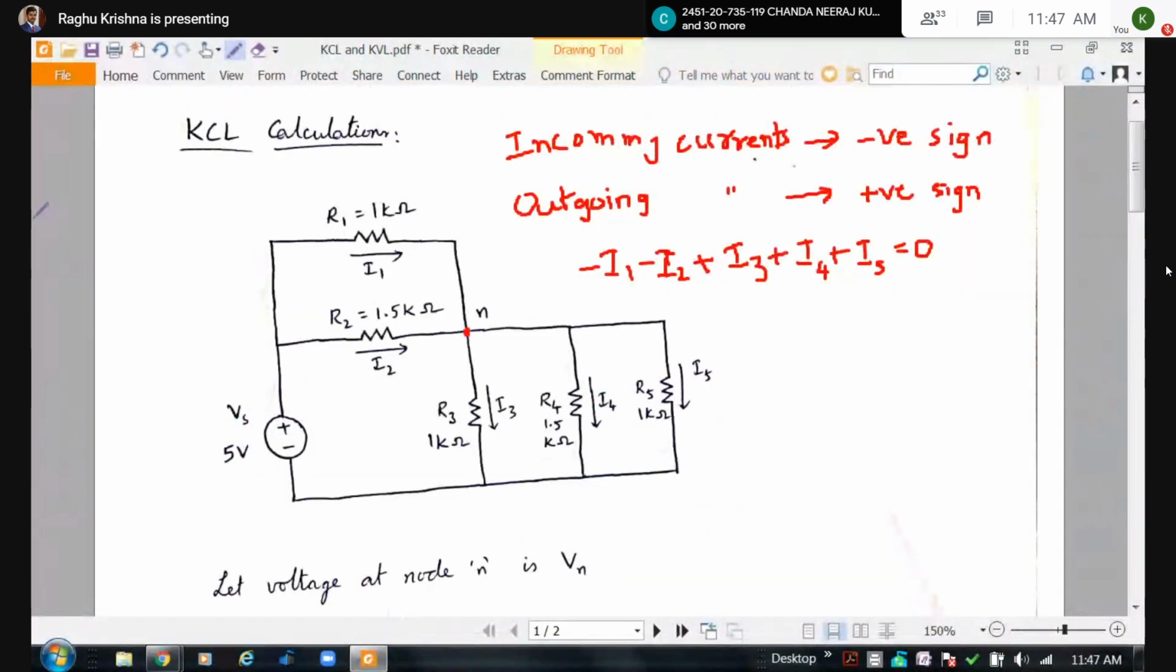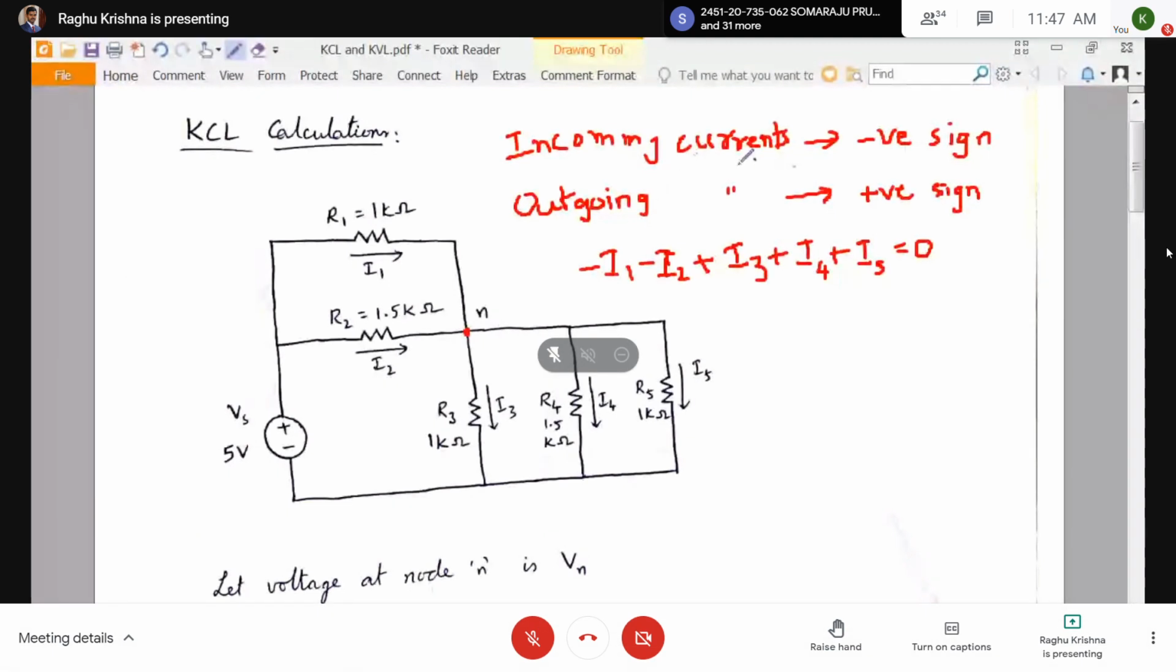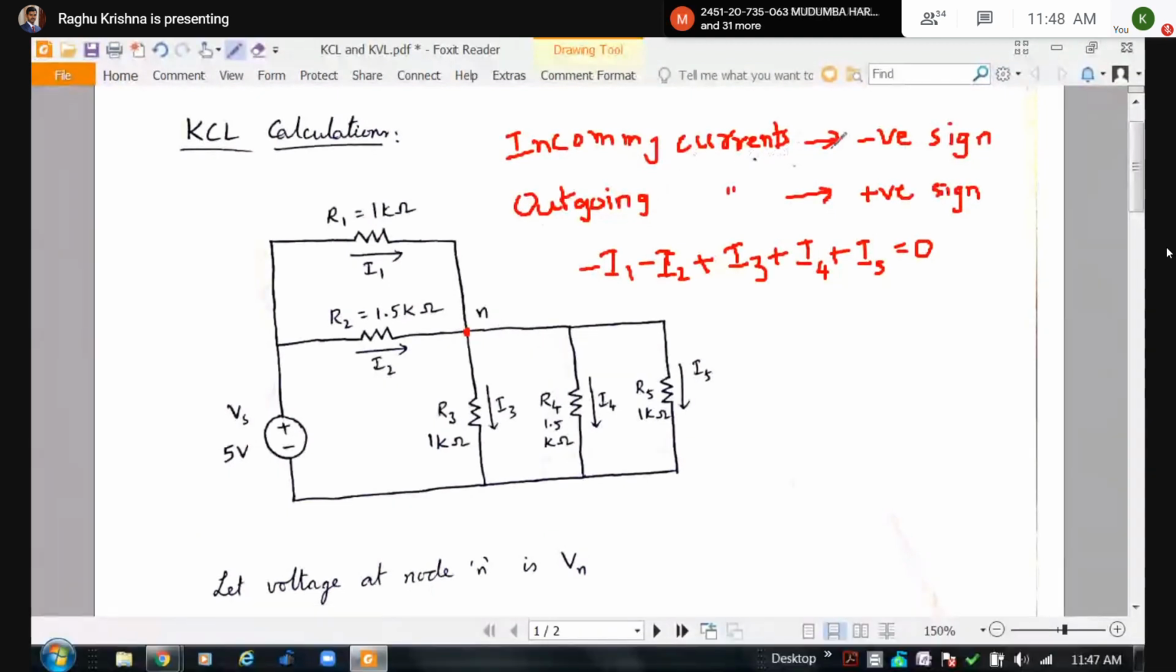Yes, students, is it clear? KCL? So incoming currents are taken with the negative sign. Outgoing currents are taken with the positive sign. And here KCL states that algebraic sum of currents meeting at a node is equal to 0.